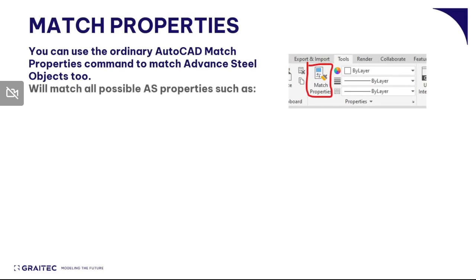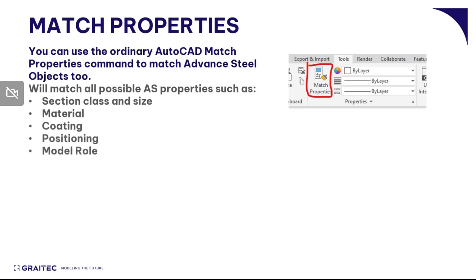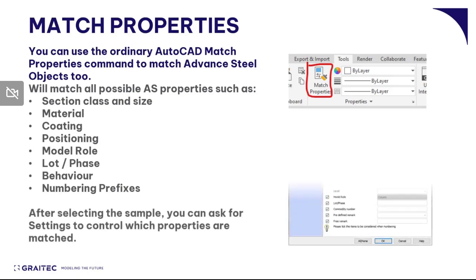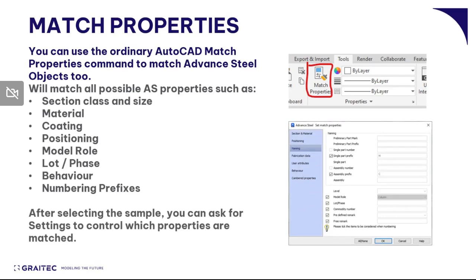And it will match all the possible Advanced Steel properties as well as the AutoCAD properties. So things like section class and size, the material, the coating, the positioning, the model roll, all these critical Advanced Steel properties, lot and phase, behavior, and all your numbering prefixes. So all the properties that are really important to you in Advanced Steel, if you can't remember them or you just want to match another beam, you can copy them all using this match properties.